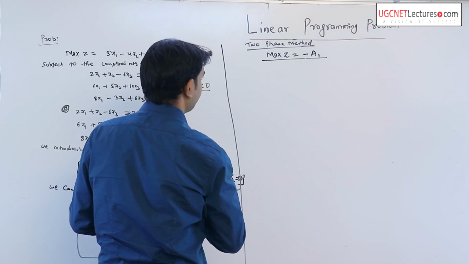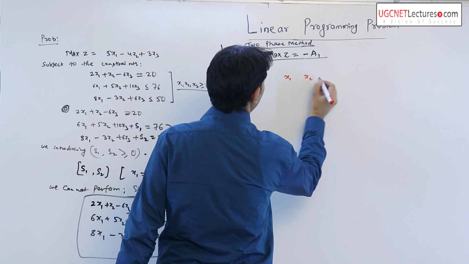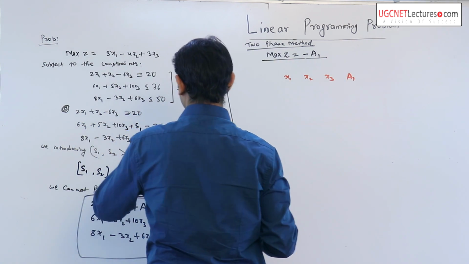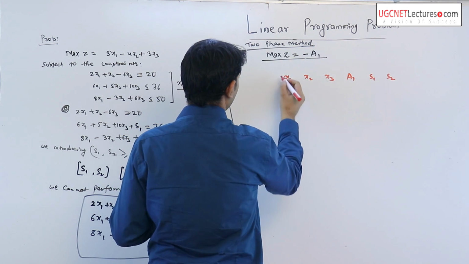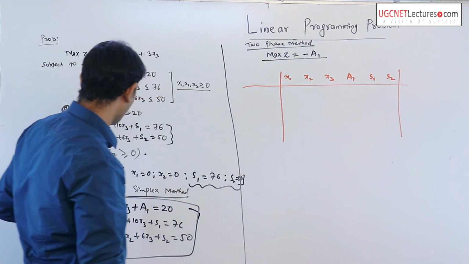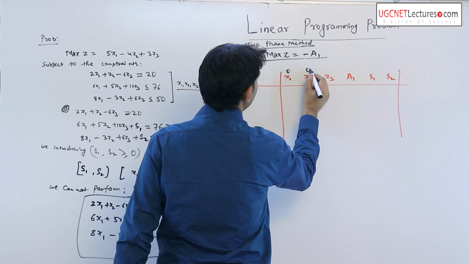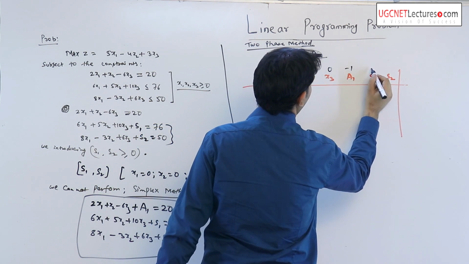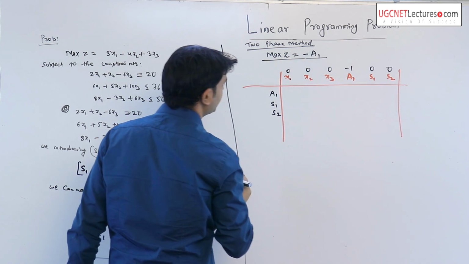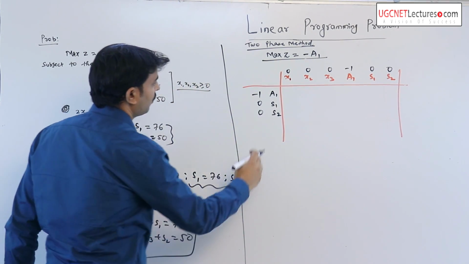Now we will make a simplex table, and our columns are the variables x1, x2 and x3, which are the decision variables, and our artificial variable is a1 and slack variables s1 and s2. We only solve maximization z equal to -a1 subject to the following constraints. So the objective function coefficients of x1, x2, x3 are 0, the coefficient of a1 is -1, and the coefficients of s1 and s2 are 0. Now we take a1, s1 and s2 as the basic variables, with coefficients -1, 0 and 0.